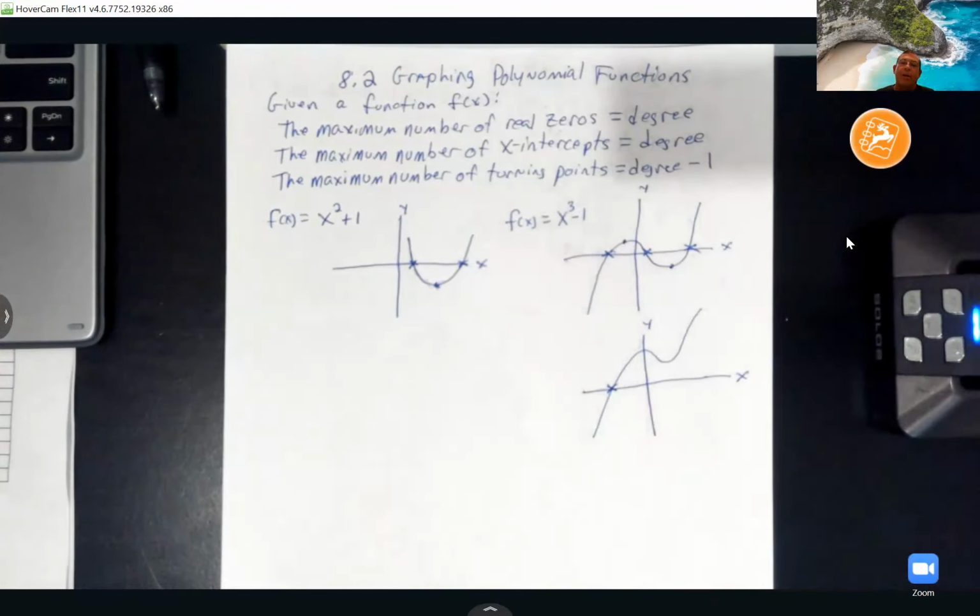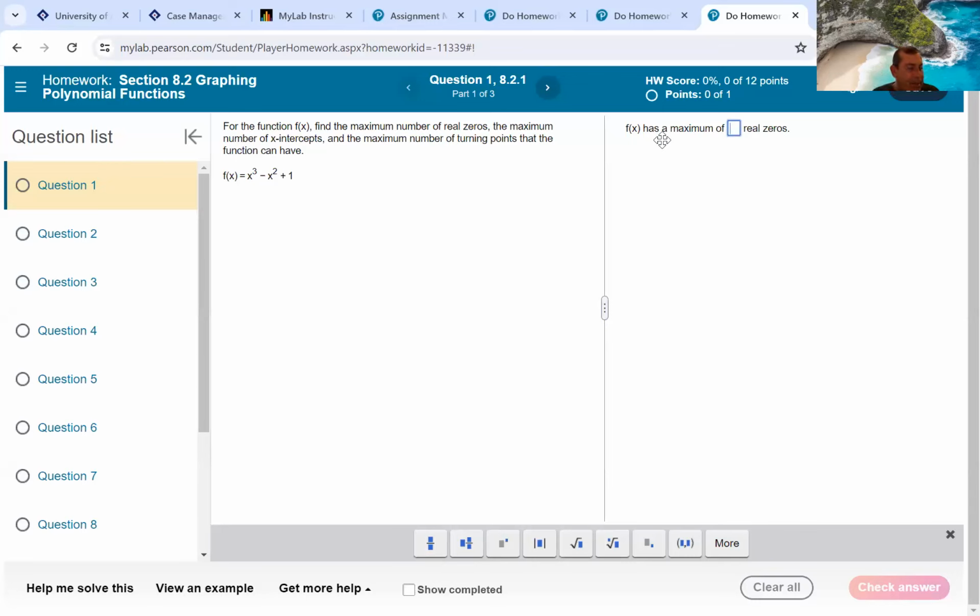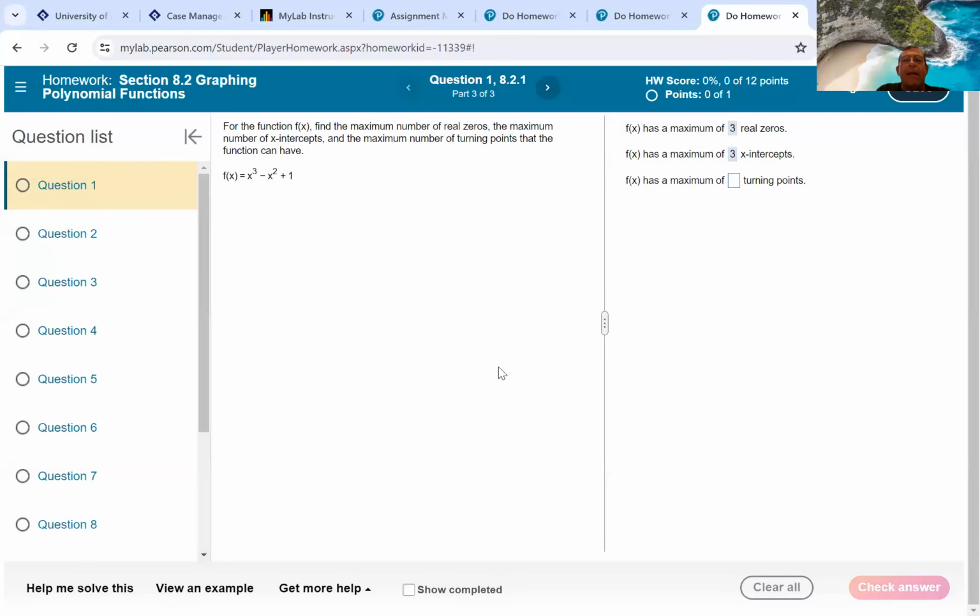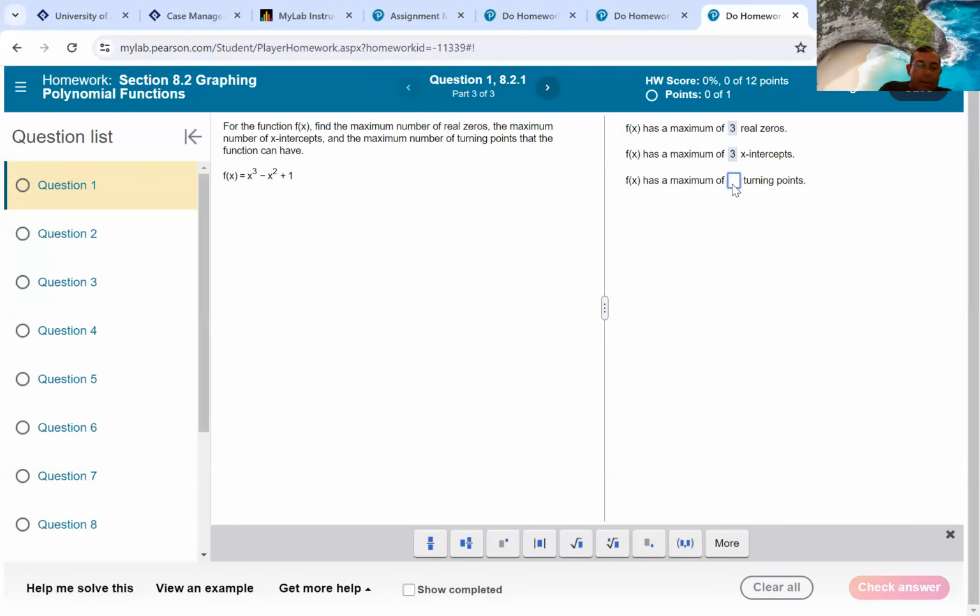All right, y'all. So let me see. There's like 3 of these. So I'll do the first one and then y'all got the next 2. So for me, f of x equals x to the third minus x squared plus 1. Maximum number of real zeros is 3. That's my degree. Maximum number of x-intercepts, well, that's going to be 3 because that's my degree. And then the maximum number of turning points is going to be 2 because that's my degree minus 1.